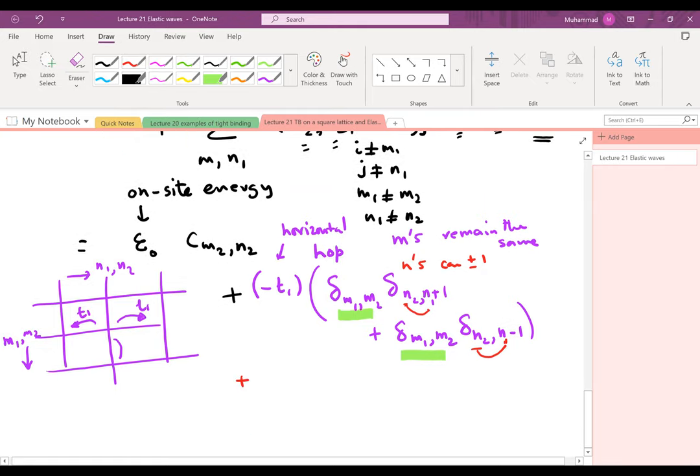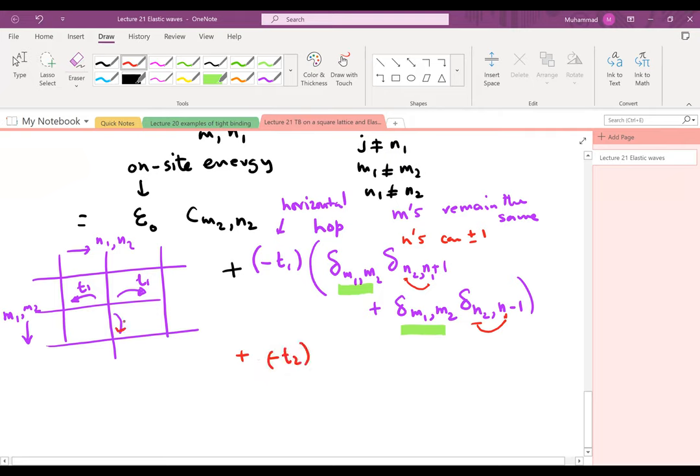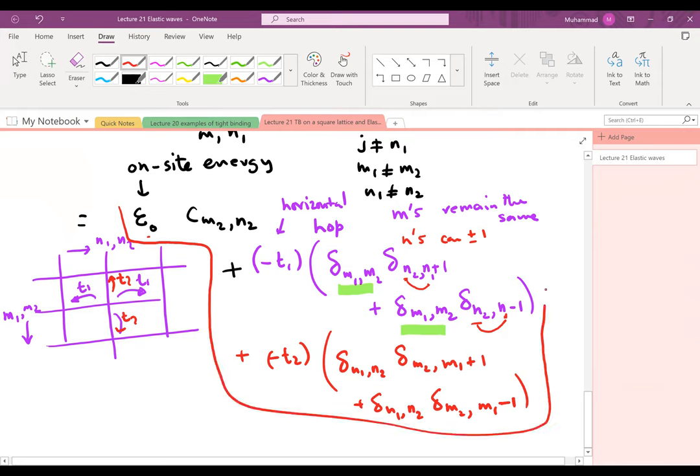Likewise, I have another term that accounts for the vertical hops. So T2, T2, these are my vertical hops. In vertical hops, my n's remain the same, but my m2 could be m1 incremented by one, or it could be m1 decremented by one. So all of this is a matrix element of the Hamiltonian. This is the left-hand side of the time-independent Schrödinger equation projected onto some arbitrary atomic orbital.